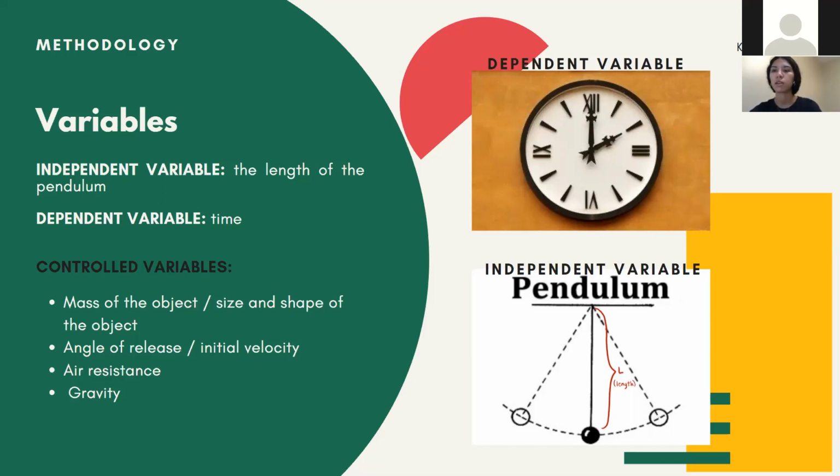There was also the angle of release and the initial velocity, and both of these were controlled by releasing from the same angle. Air resistance, which was controlled by using the same pendulum through the whole experiment, and gravity, which was already controlled because it is a variable that never changes.